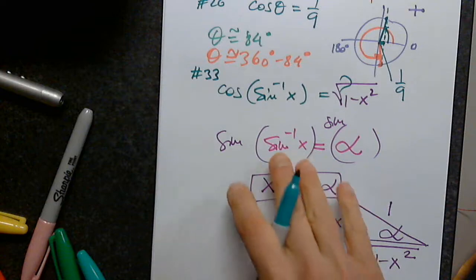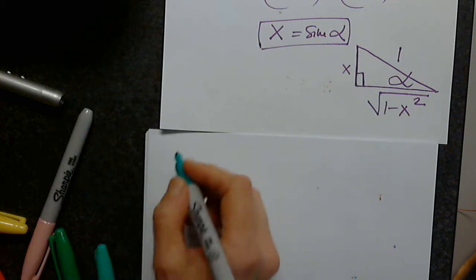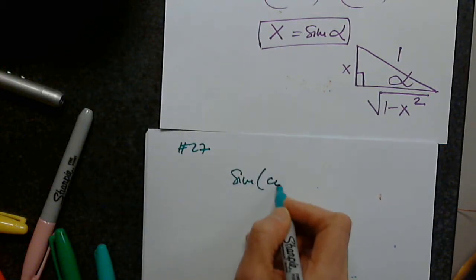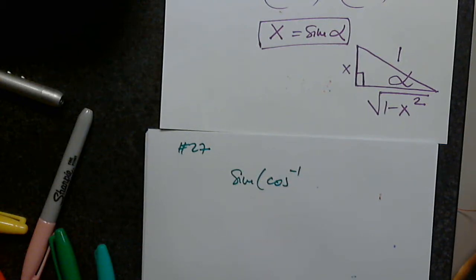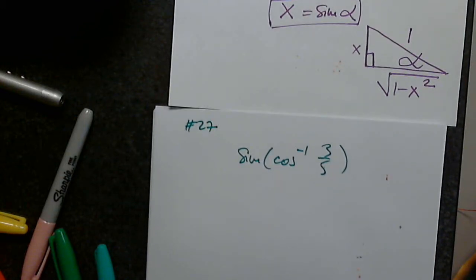And we'll stop after that. One more. This one is slightly easier because it doesn't have variables. It has numbers. Let's say 27. Sine of cosine inverse of 3/5. Where do I start? Of course.